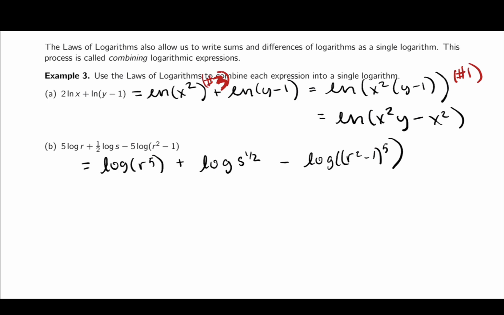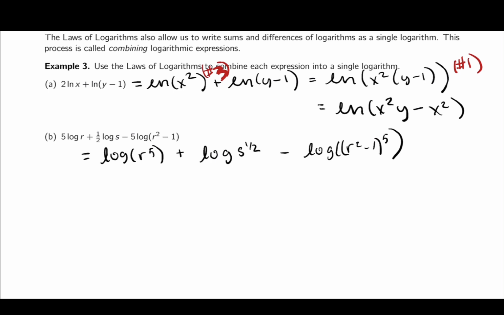Now, I notice that I am multiplying and dividing. We can use both the first and the second law of logarithms to fully reduce this. First, I will use the first law of logarithms to rewrite this part as log of r to the fifth times s to the 1/2.